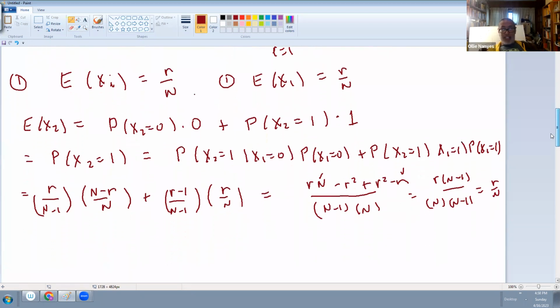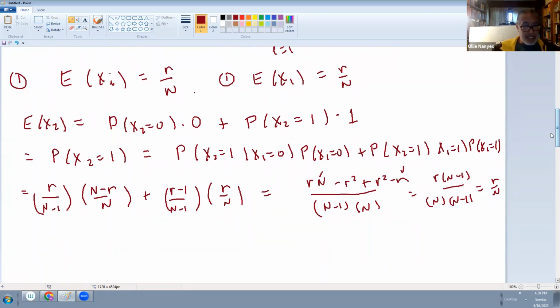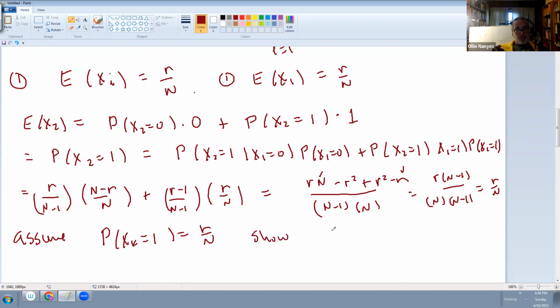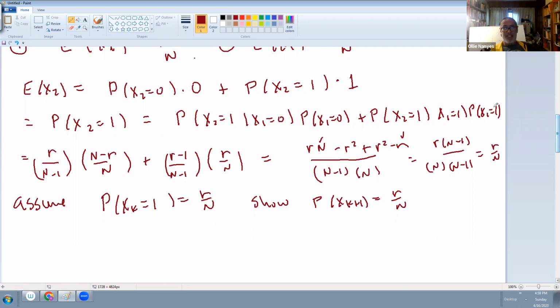So that's true for the second case. And then the induction, so what we can do is I can assume that the probability, let's say, of xk equaling 1 is going to be r over n. And then let's show that the probability of xk plus 1 is equal to r over n. And it's basically a cut and paste of this argument right here.